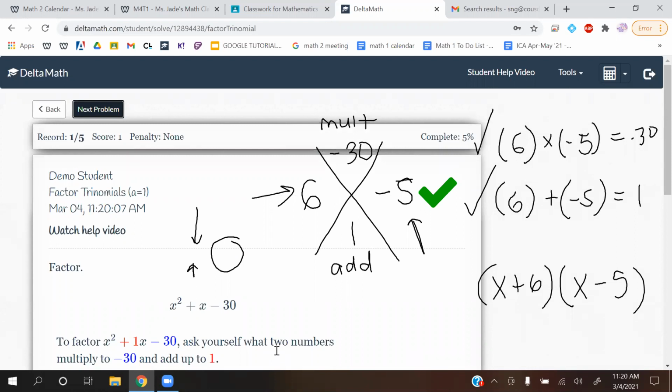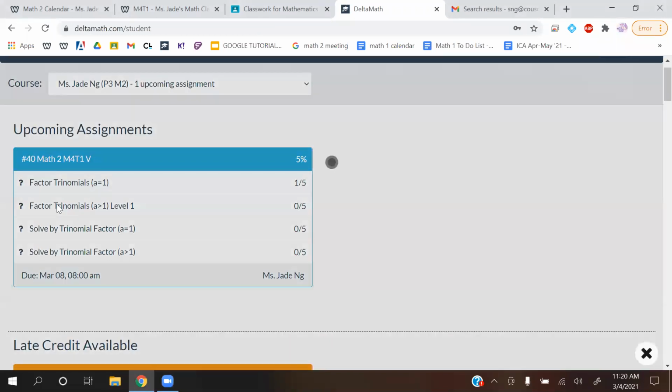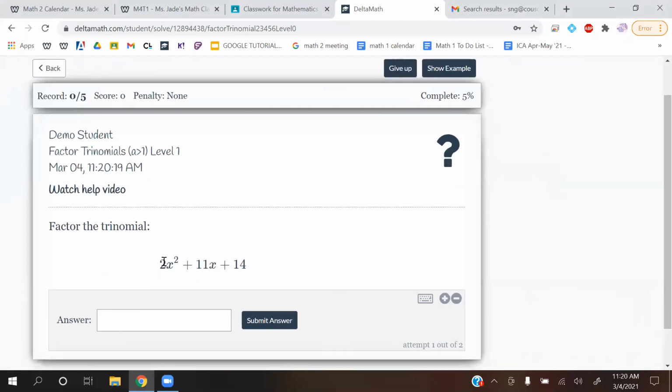So let me clear this screen. And let's go to the other category where we do pretty much the same thing, except this time there's an a value that's greater than 1. So this time there's a number in front of x squared. So a very similar method, it's just slight differences. So let me draw my x.